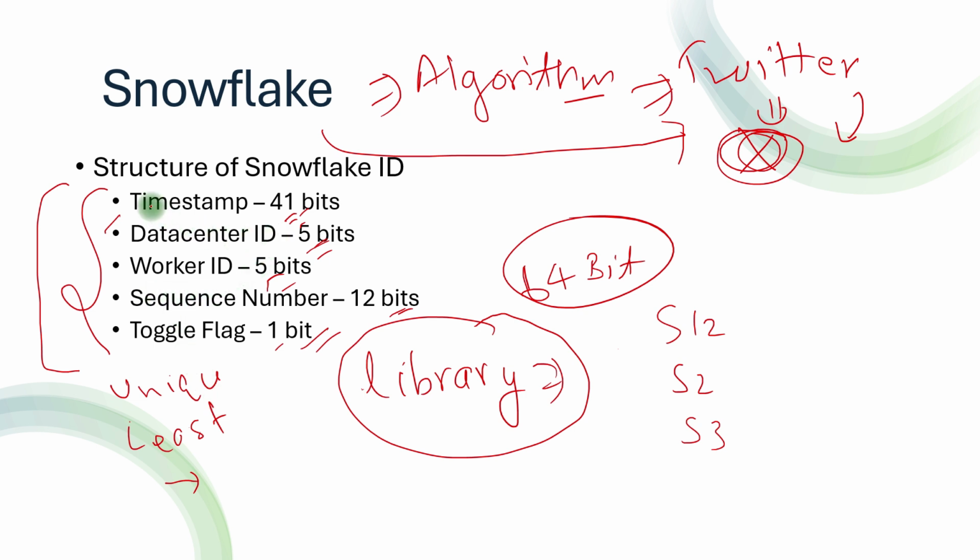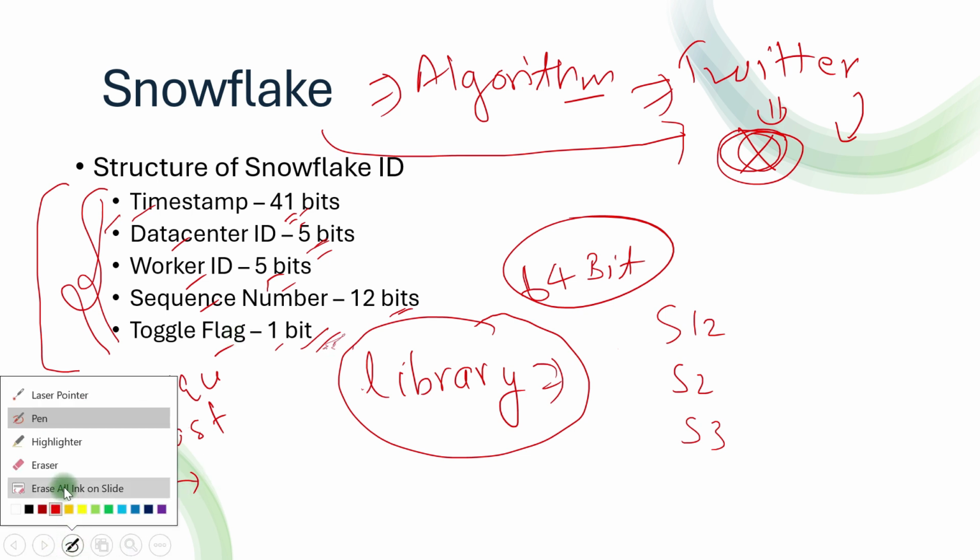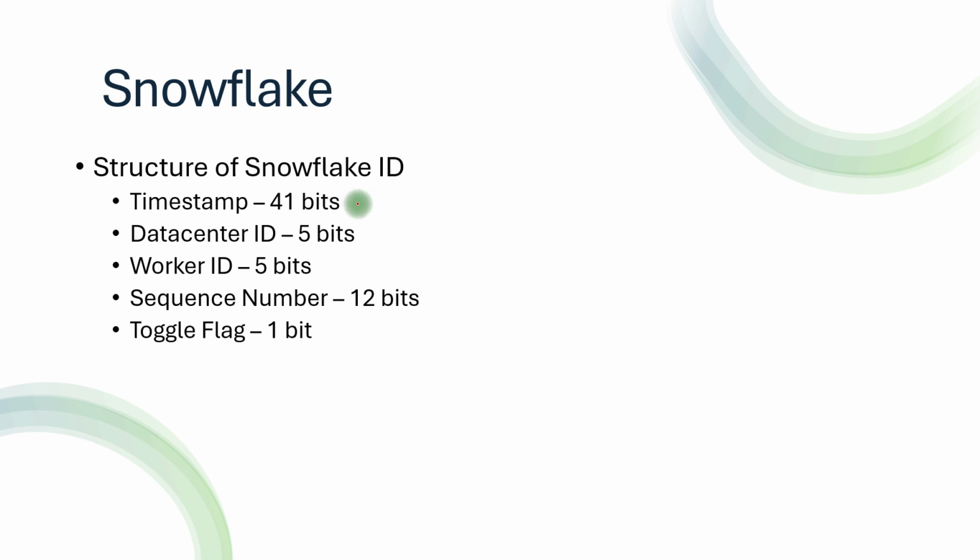So these are the components. There is a specific way, with certain steps. If we combine the timestamp, data center, worker ID, and sequence number, this can give us a very good unique ID. Now let's understand how these components play an important role. So what is this timestamp?